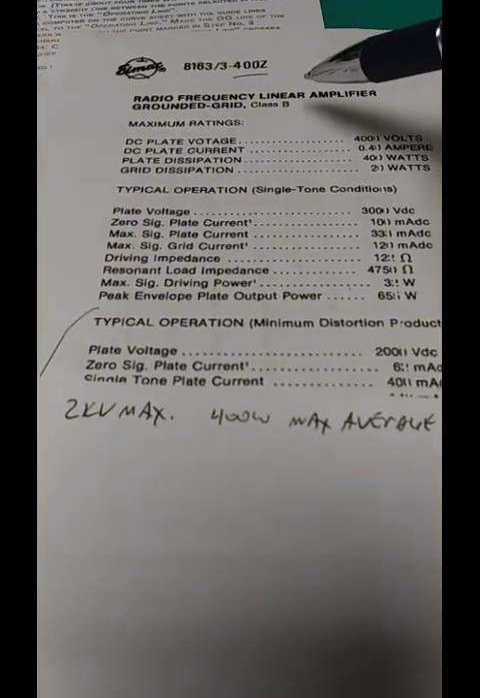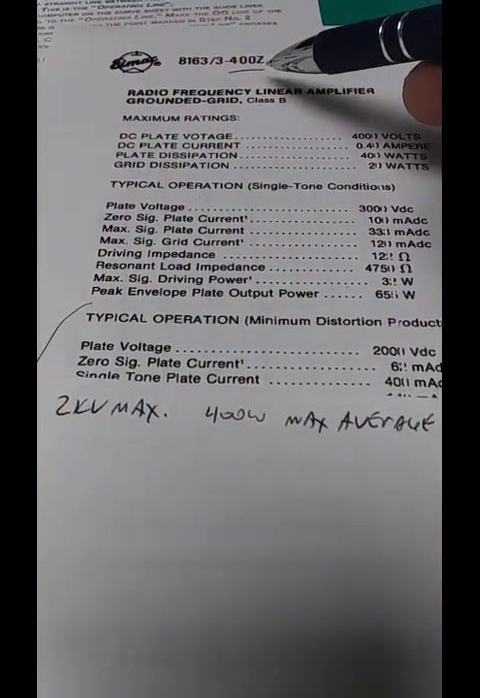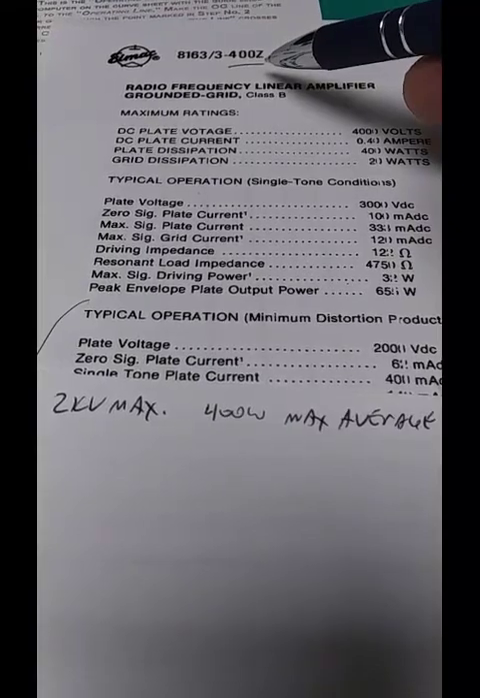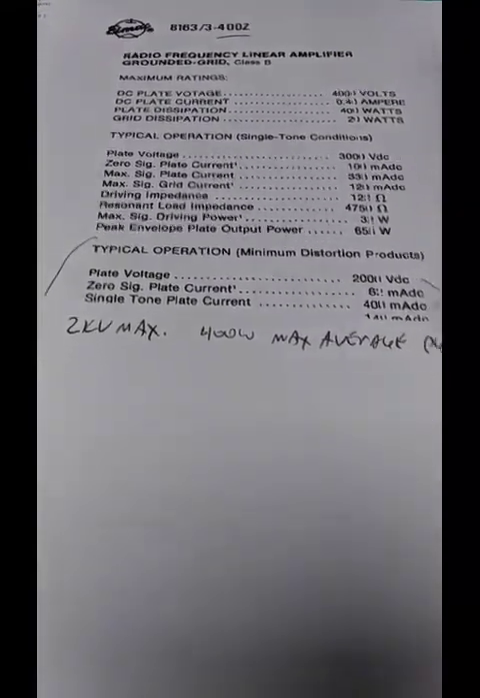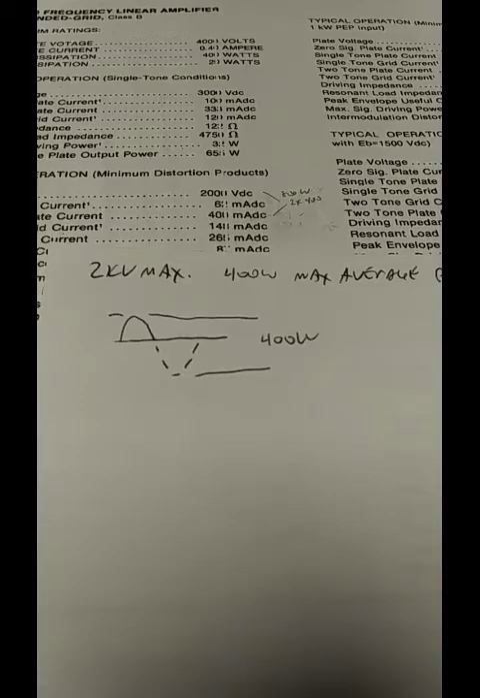And we know 400 watts from the tube number, 3-400. It means a plate can dissipate 400 watts steady state. That's the maximum average plate dissipation. That's how hot the tube can get before it's damaged, in theory.